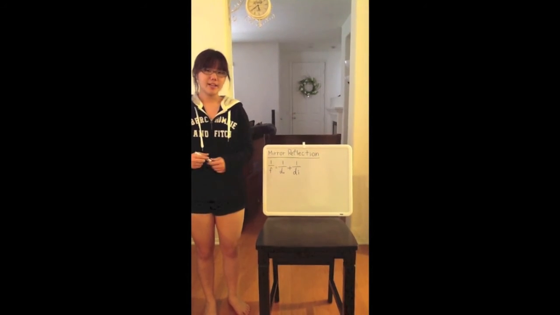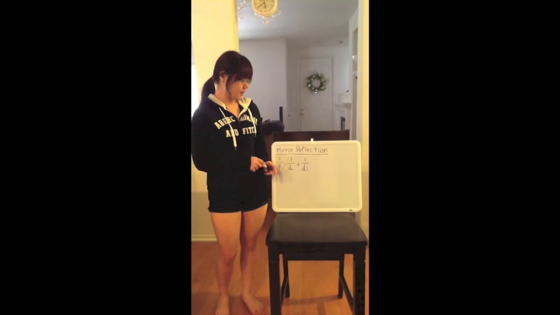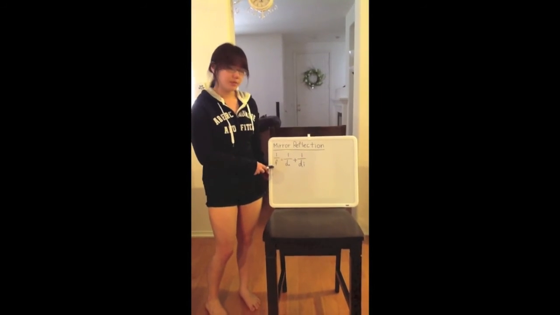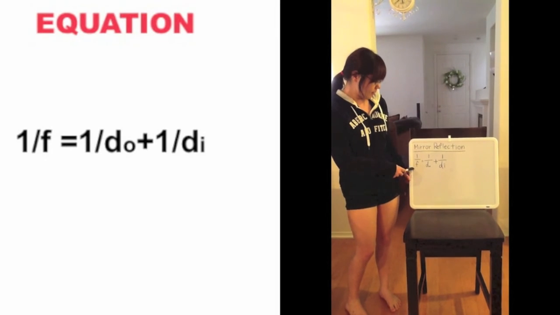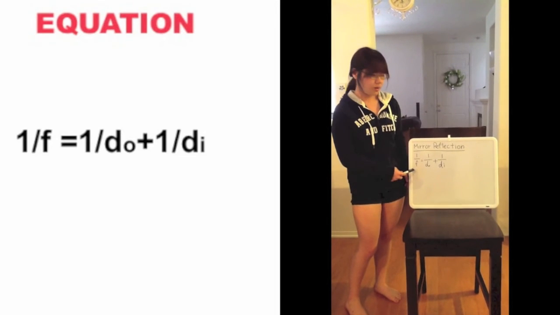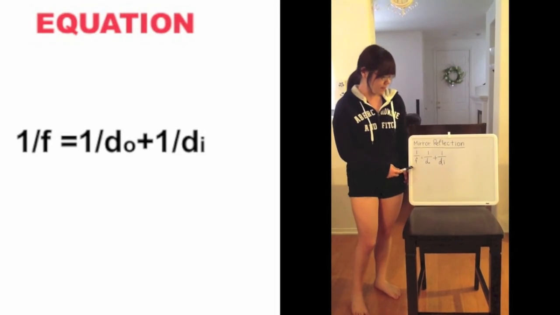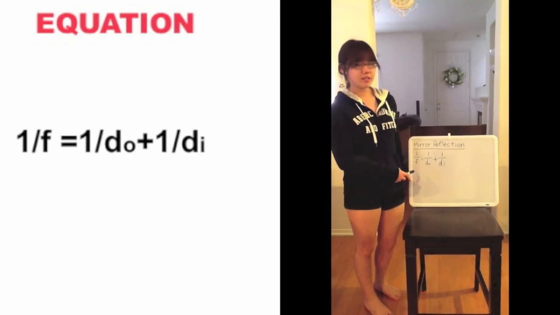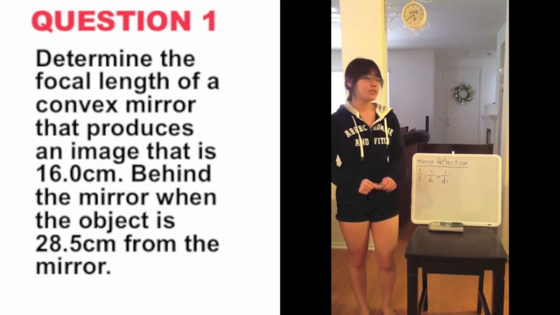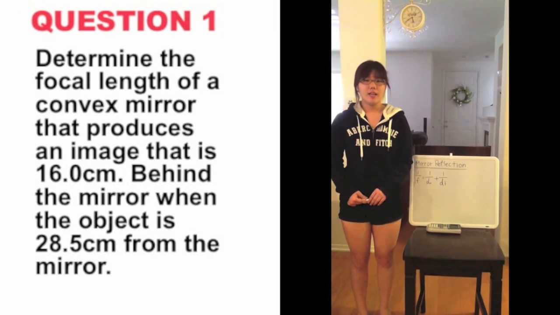Hi, this is Rina. I'm gonna explain the mirror equation. This one is our equation of our mirror reflection. 1 over f, our focal length, equals 1 over d_o, our distance of object, plus 1 over d_i, our distance of image. You can see the question on the next slide.